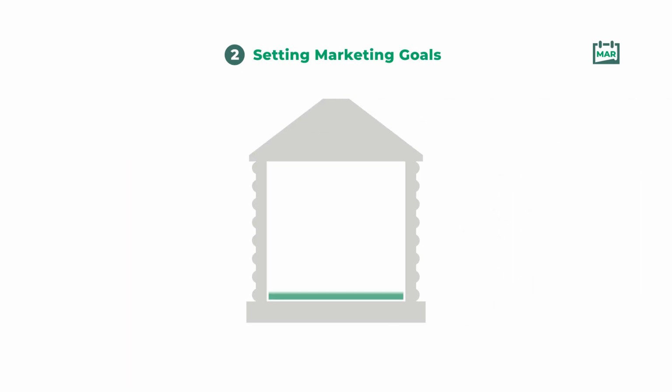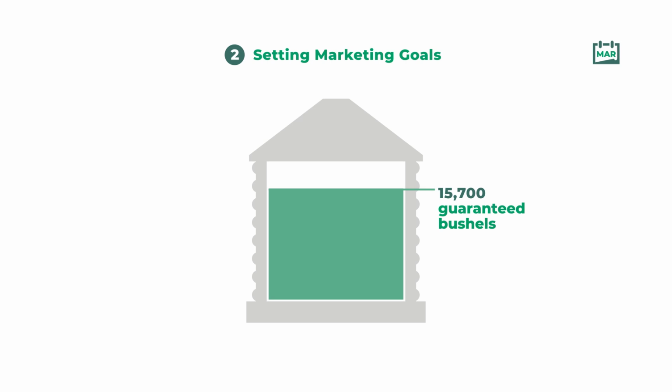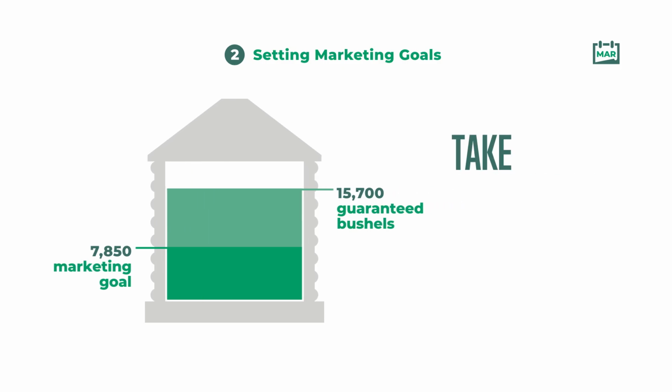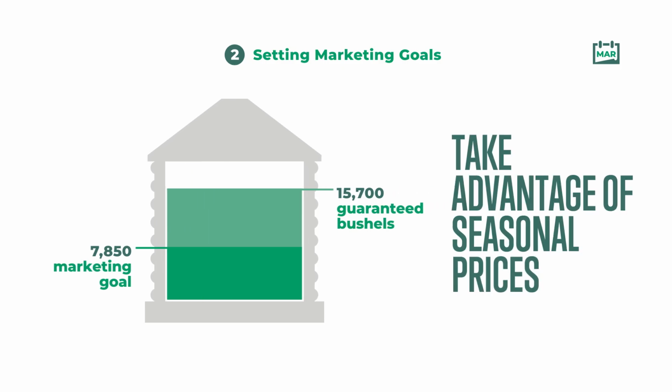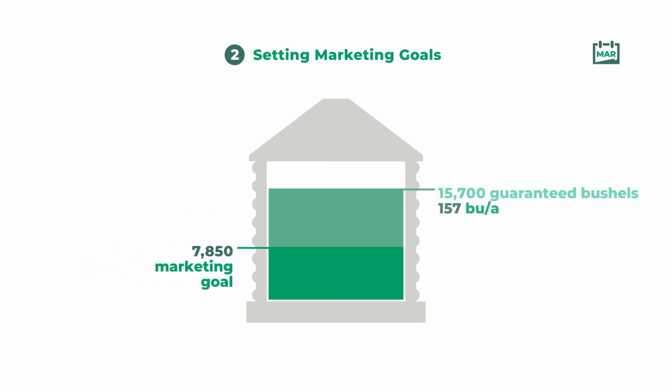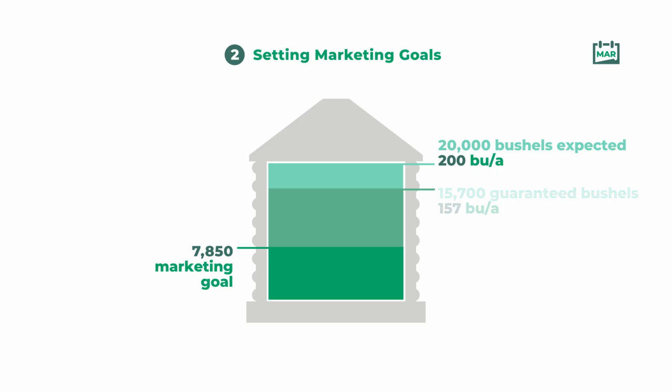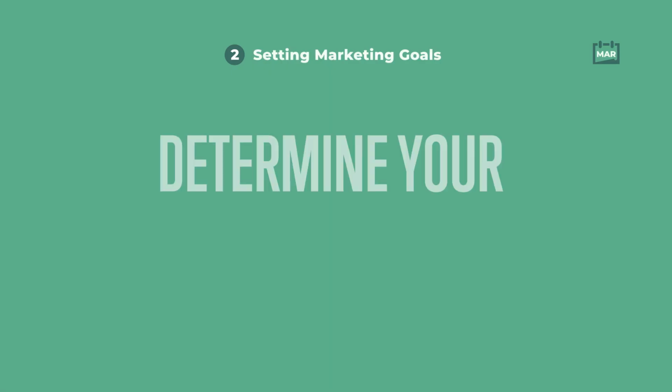Now, let's make a marketing goal to forward contract at least 50% or 7,850 of your guaranteed bushels during the growing season. This allows you to take advantage of seasonal price spikes before harvest and is a conservative place to start until you feel more comfortable with setting a higher percentage goal. So your guarantee is for 157 bushels. But let's say you expect to actually produce 200 bushels per acre this year, potentially giving you more bushels to work with. We're almost ready to make crop sales.